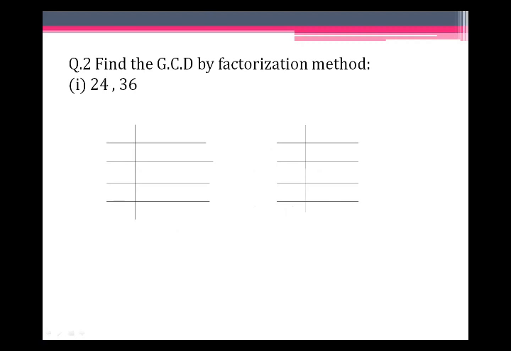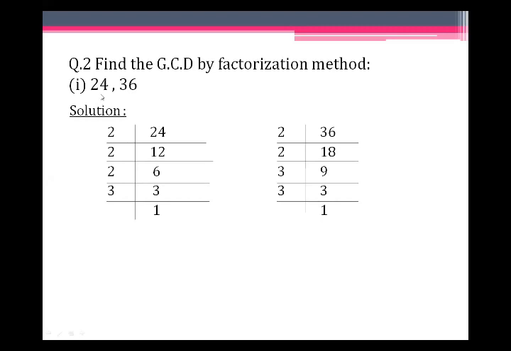Okay, the first part is 24 and 36. Here we start a solution. Factorization is a little bit different method from forming sets. So here we find the GCD by taking the prime factors of these numbers. Okay, here we are taking the prime numbers. As you see, previously I told you how to take the prime factors of these numbers individually.